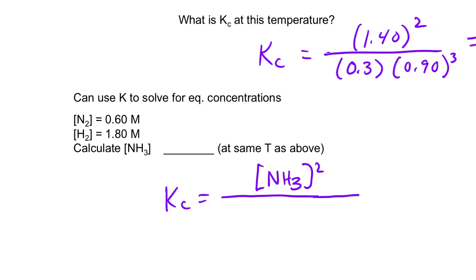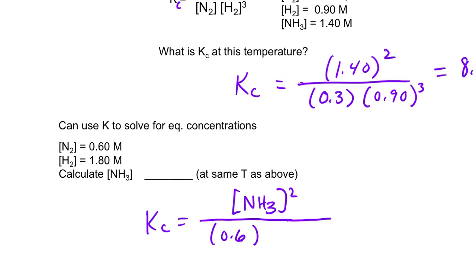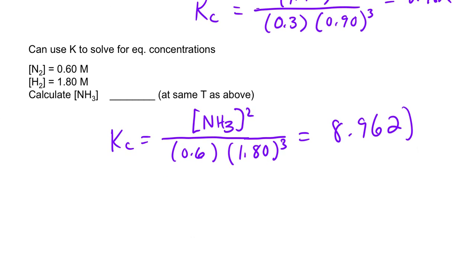So you're going to get to a point where you need to square root this. So we're going to have 0.6 and 1.8 cubed, and that is all equal to 8.962. And so when you do all of the algebra associated with this, you'll end up with an ammonia concentration of 5.51 moles per liter. Now we're including units because it's a concentration.